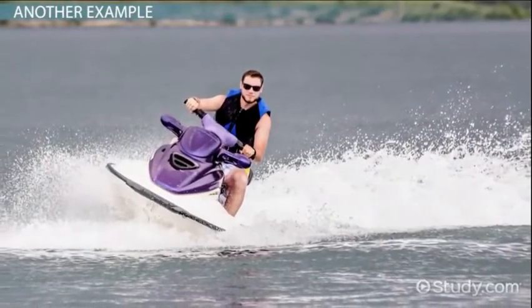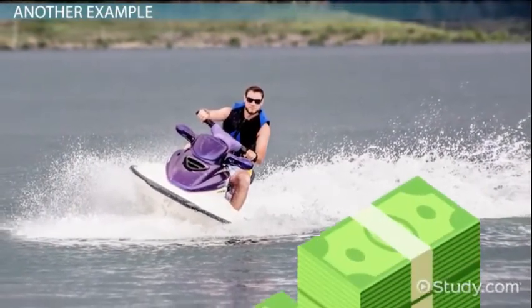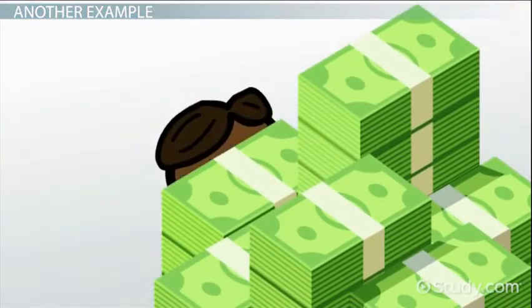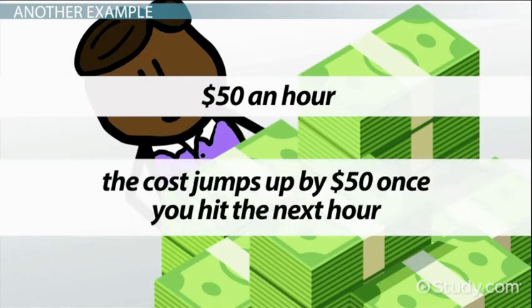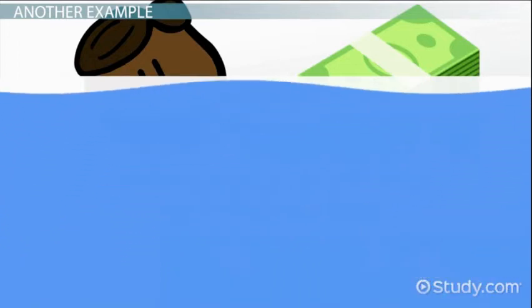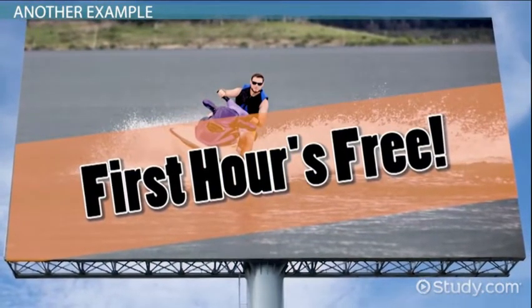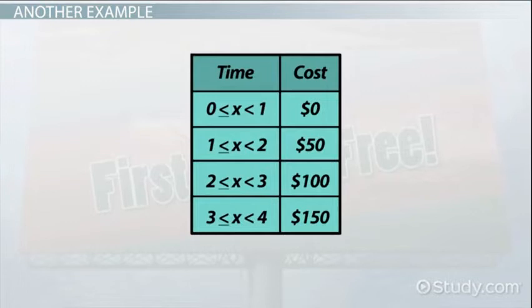Suppose you just bought a jet ski for the price of $3,500. You bought it using credit, so you decide to rent out the jet ski to make money to pay it off. You decide to be nice and charge $50 an hour in such a way that the cost jumps up by $50 once you hit the next hour, rather than having it jump up as soon as it hits an increment of an hour. This allows for your customers to get their first hour for free, a great incentive to rent from you. If the customer rents the jet ski for X hours, the fee structure is as follows.